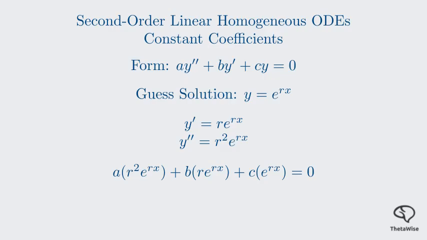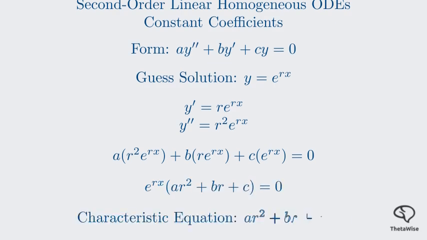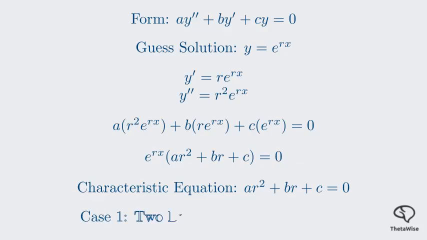We can factor out e to the rx, which is never 0. This leaves us with a times r squared, plus b times r plus c equals 0. This is a quadratic equation in r, and we call it the characteristic equation. The solutions to the ODE depend entirely on the roots of this characteristic equation. There are 3 cases. Case 1.